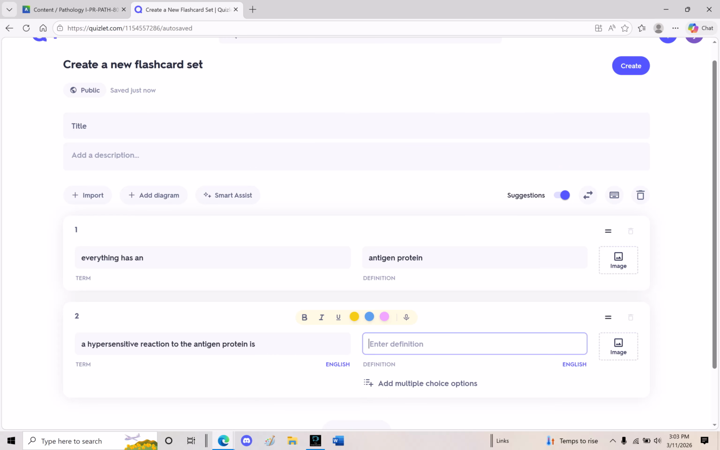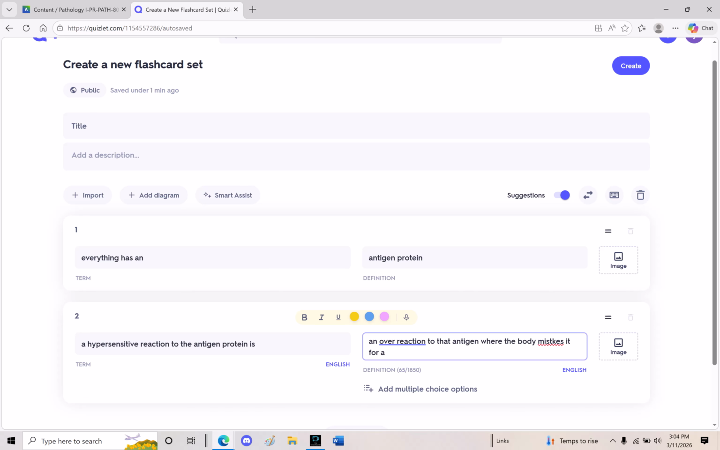We'll talk about the 4 different types of hypersensitivity. I always remember it with the acronym ACID. So type 1 is anaphylactic, type 2 is cytotoxic, type 3 is immune complex mediated, and type 4 is delayed. Now, you need to kind of know the other names for them as well.